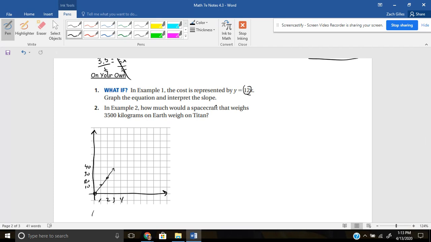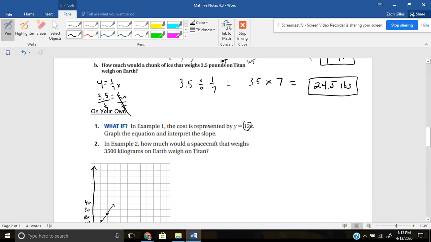And then in number 2, it says, in example 2, how much would a spacecraft that weighs 3,500 kilograms on Earth weigh on Titan? So I'm still going to use my equation y equals 1/7 x, but now I know the weight of something on Earth. Okay, so I'm going to substitute that for x. So y equals 1/7 times 3,500.